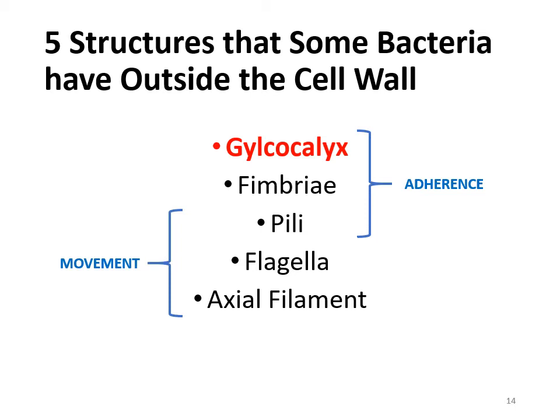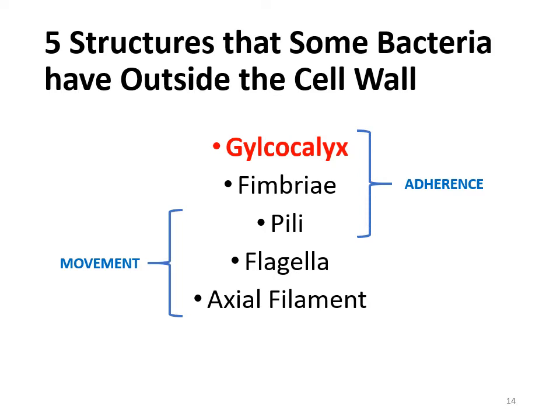Now, in addition to the ones that we have for adherence, which are so important because remember, adherence is part of those 5 steps for a pathogen. If you remember, bacteria has to enter, stay in, destroy defenses, do damage, and transmit to a new host, and adherence is basically staying in. In addition to adherence, some structures on the outside of the cell wall are very important for movement. So flagella and axial filament are very valuable to bacteria as they can give the bacteria what we call motility, the ability to move on their own.